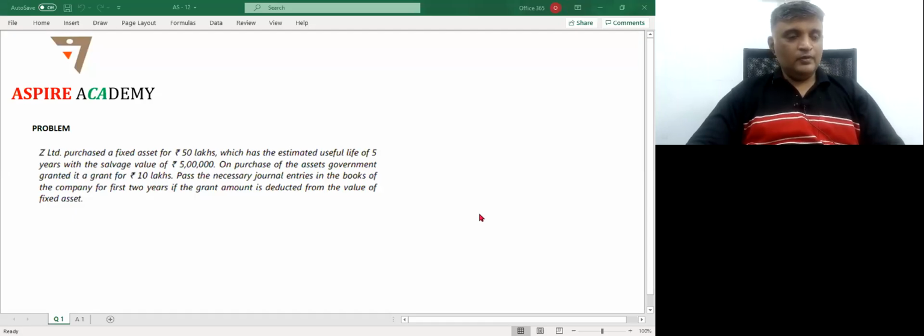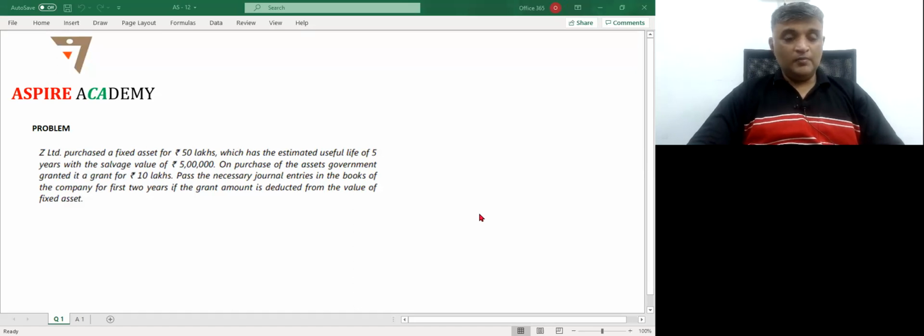Good morning. Now we'll go on to the first problem in AS12. Z Limited purchased a fixed asset for 50 lakhs, which has an estimated useful life of 5 years with a salvage value of 5 lakhs. On purchase of the asset, government granted it a grant of 10 lakhs. Pass the necessary journal entry in the books of the company for the first 2 years if the grant amount is deducted from the value of the fixed asset.